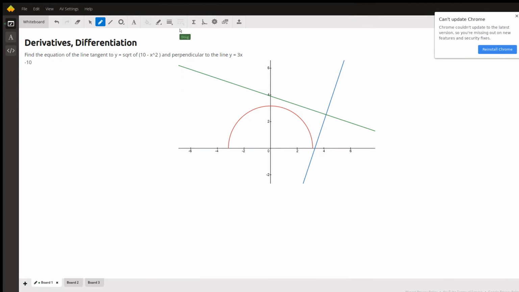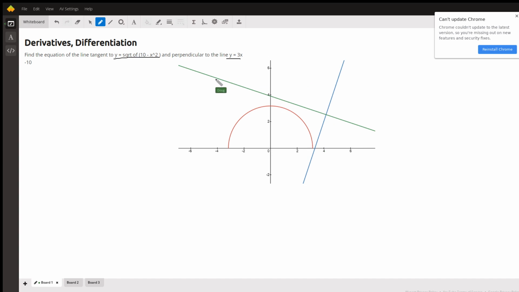Okay, here's a graph that depicts a situation. This red graph is actually the top half of the circle. That's the graph of the square root of 10 minus x squared. And this blue line is the graph of y equals 3x minus 10.